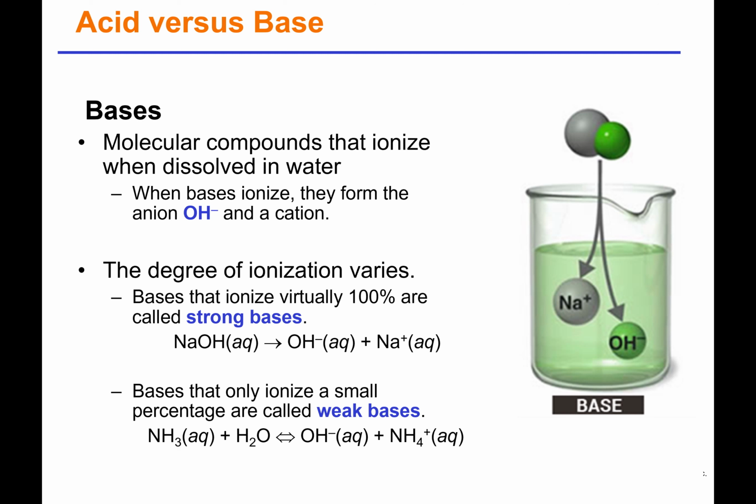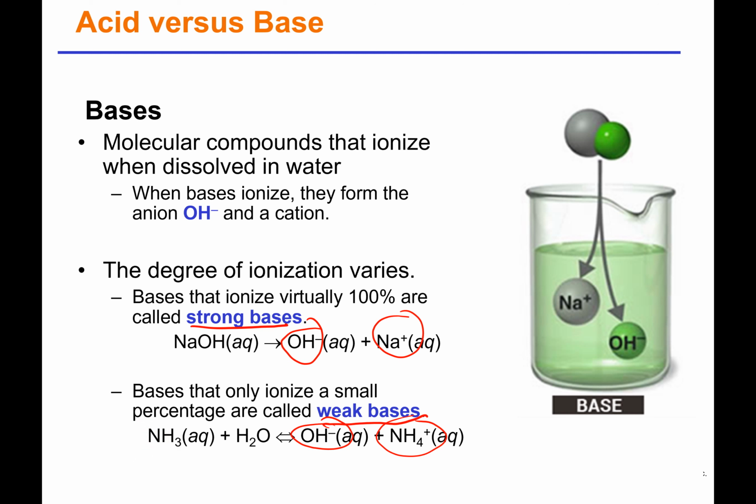Again, just like with acids, the degree of ionization varies. Bases that completely ionize are strong bases. If they don't completely ionize, or only ionize to a small degree, those are weak bases. Here we have sodium hydroxide breaking into OH minus and Na plus. That would be a strong base. But we'd also have something like NH3, ammonia. This combines with water to give us OH minus and NH4 plus. We don't often think of ammonia as a base, but it actually acts as a base in water.